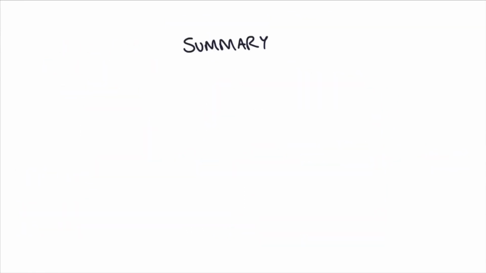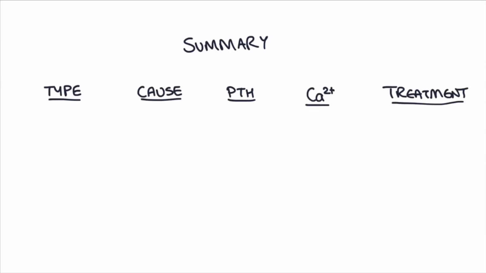So to summarise the types, causes, the effects on parathyroid hormone and calcium, and the treatment: primary hyperparathyroidism is caused by a tumour of the parathyroid glands. It causes a high parathyroid hormone that leads to a high serum calcium, and the treatment is surgery.